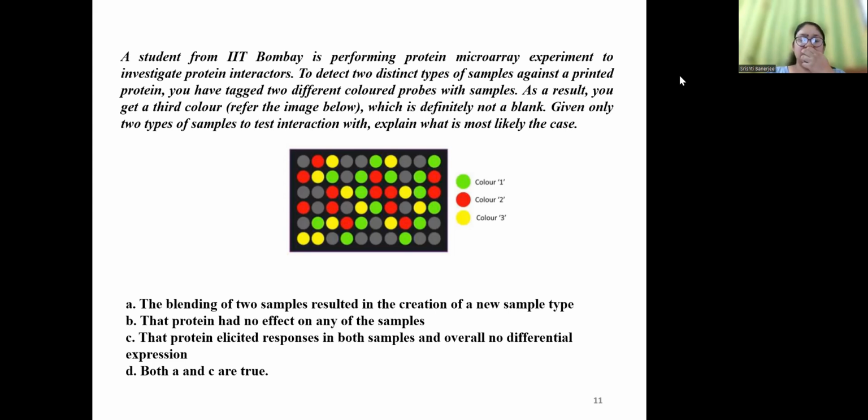Okay. So the question here says that a student from IIT Bombay is performing protein microarray experiments to investigate protein interactors. To detect two distinct types of samples against a printed protein, you have tagged two differently colored probes with the samples. As a result, you get a third color, maybe yellow, which is definitely not a blank. Given only two types of samples to test interaction, explain what is most likely the case. So are you aware of arrays, microarrays?